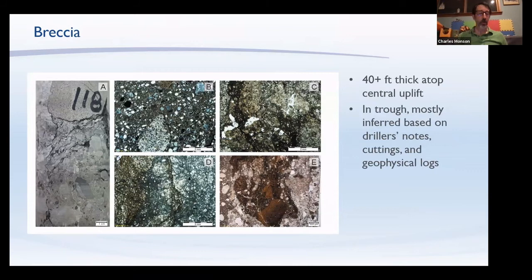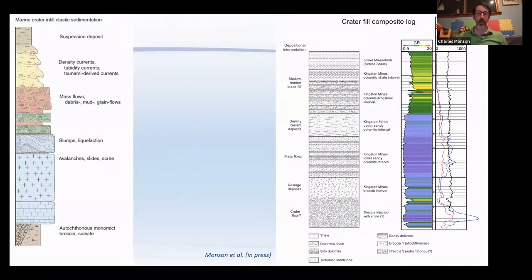So basically based on that, I made a composite log of what I thought the succession looked like. The breccia at the bottom was probably a combination of the actual shattered crater floor, maybe in some cases, and then resurge deposits carrying breccia. Over that, we had the mass flows that were talked about and the kind of classic succession of marine crater infill described by those other authors. And that's what we called the lower sandy dolomite interval. Above that was the upper sandy dolomite interval, and we interpreted that as density current deposits. And then the stuff over that transitioned into just regular shallow marine crater fill. This thing probably retained a topographic low on the seafloor for a while.